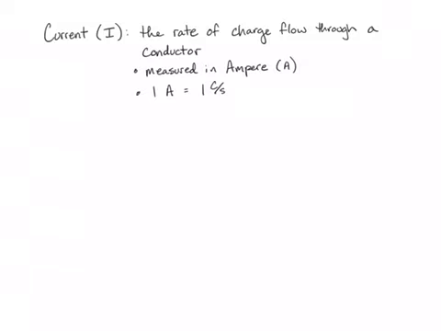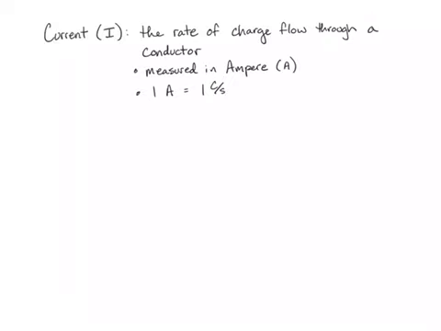Alright, so the other variable in your experiment yesterday was current, and current is defined as the rate of charge flow through a conductor. When we measure current, it's measured in amperes, which uses the symbol A, and people often will say amps instead of ampere. And 1 amp is the same thing as 1 coulomb per second.